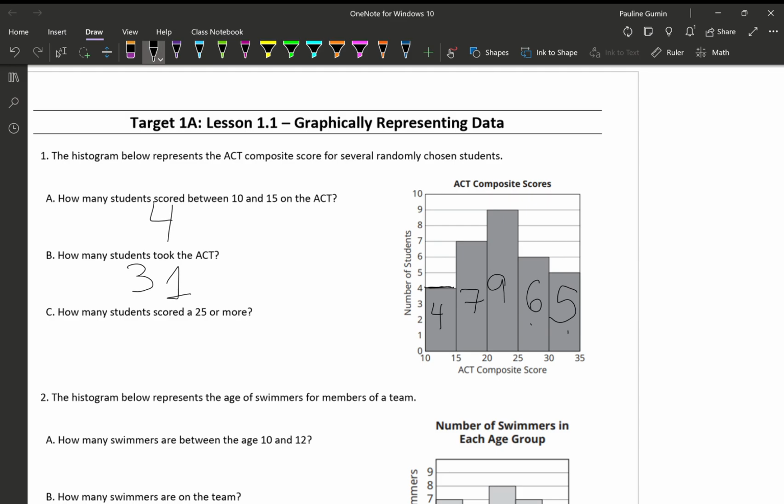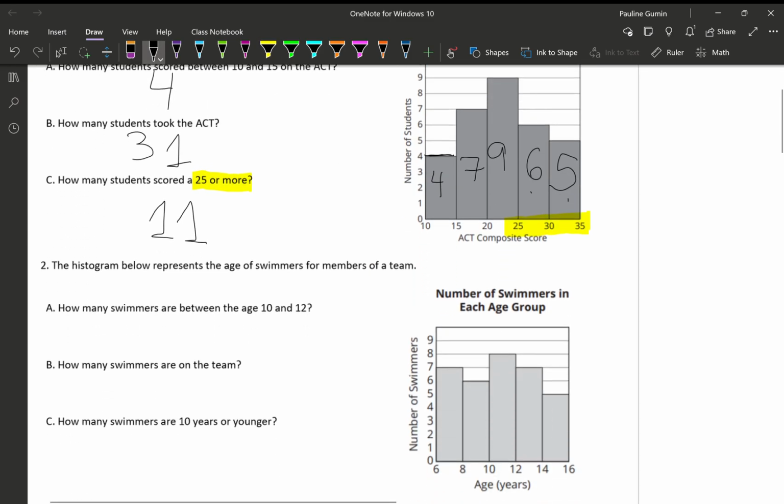Letter C. How many students have a score of 25 or more? So 25 is right here, and I'm looking at the bottom for the ACT composite score. Or more goes all the way to 35. Well, the highest score you can get is 36, but we're going by 5s. So between 25 and 30, we have 6 students, and between 30 and 35, we have 5. 6 plus 5, 11 students.